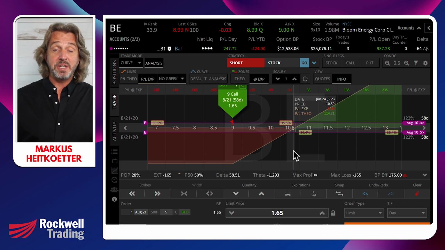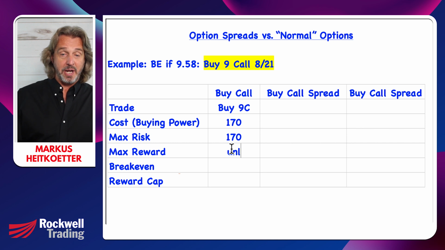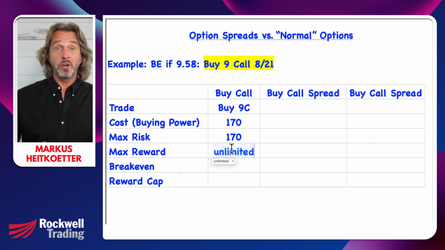So this is where we see the profit and loss. Let's talk about where exactly the maximum reward is unlimited. Theoretically, right? I mean, a stock is unlimited. I mean, Amazon can go to 10,000.